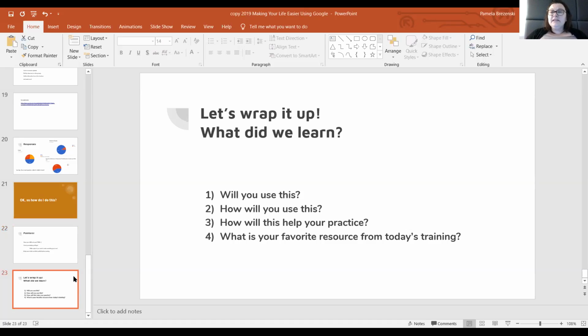So the biggest thing is I want you to think about when could you use this? How would you use it? How would this help your practice? And what is your favorite resource from this particular training? Will you use it? Because it is so important that we think about the methods of data collection that we have and the methods of progress monitoring and sharing that data.